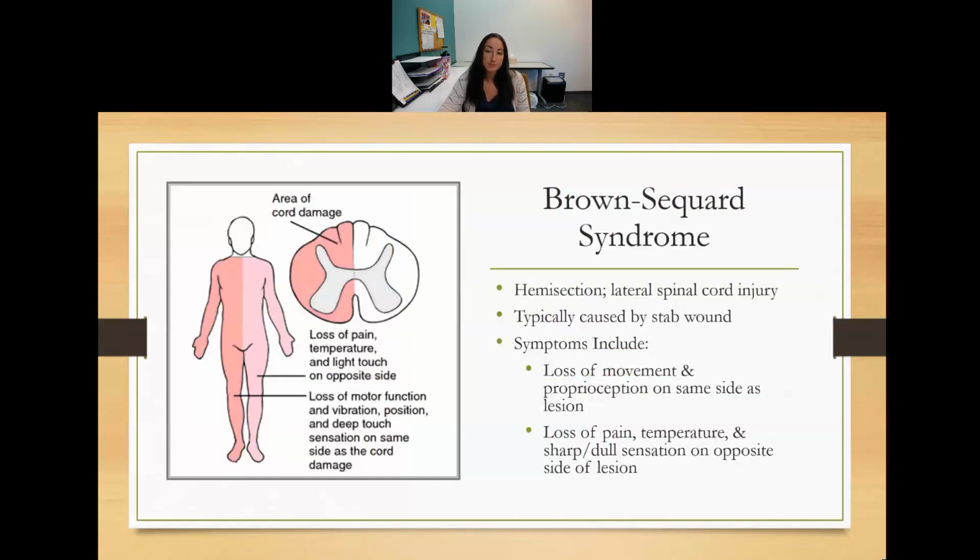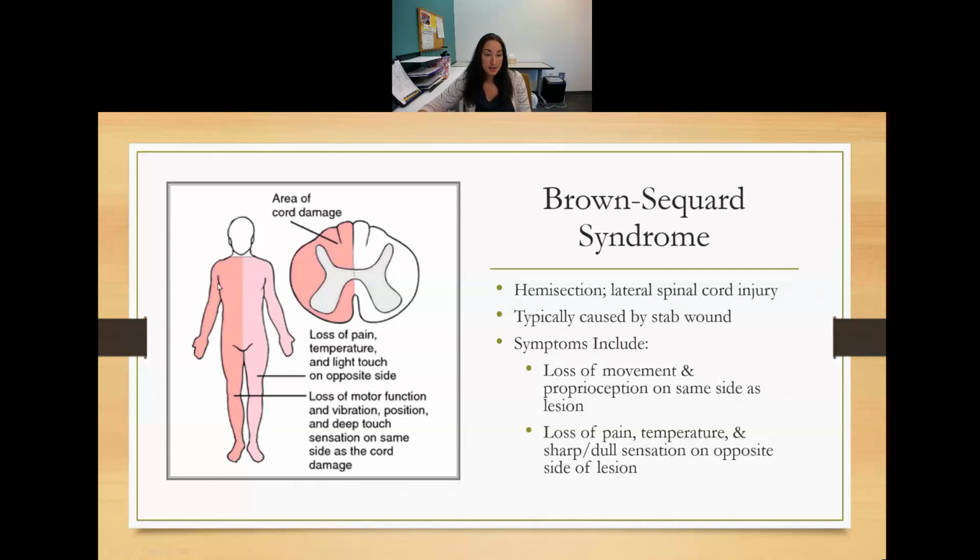With Brown-Séquard syndrome, that is basically half of the spinal cord has been damaged. So it could be from it being cut, or somehow a portion of it being removed, a hemisection. Could be a stab wound, something very precise in the area, and that would cause Brown-Séquard syndrome. So the symptoms are loss of movement and proprioception on the same side as the lesion.